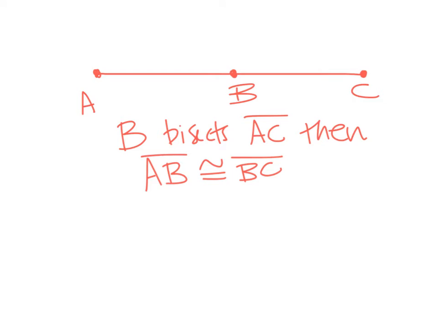So if we take a line segment, for example, line segment AC. Remember, it's a segment, not a line, so it has a start and an end. If we bisect it, we are going to divide it into two congruent parts. So line segment AB is congruent to line segment BC.